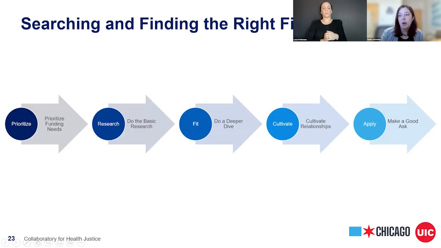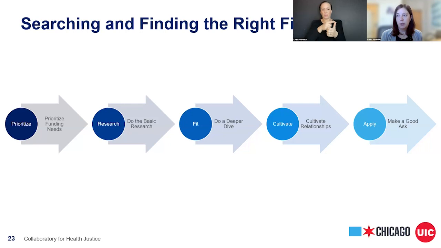So the same article where I came across that quote lays out a 5-step roadmap for searching for the right fit and applying for grants. It's very straightforward, but I think it's helpful to recognize that there are more than 2 steps in the process. So you think, I'm going to find a grant and I'm going to apply, but actually there's a little bit more to it. So the 5 steps are to prioritize your funding needs and your organization's capacity to manage funding.